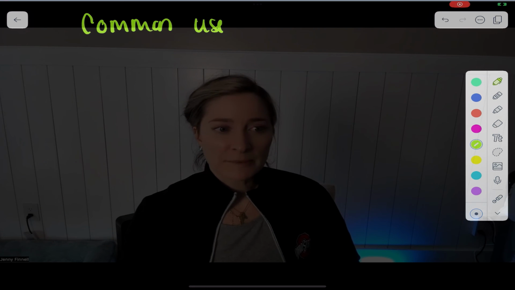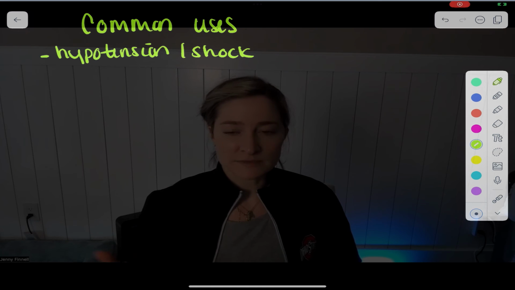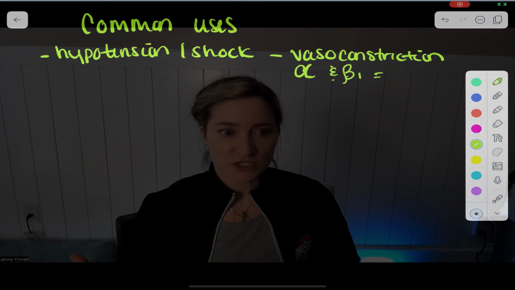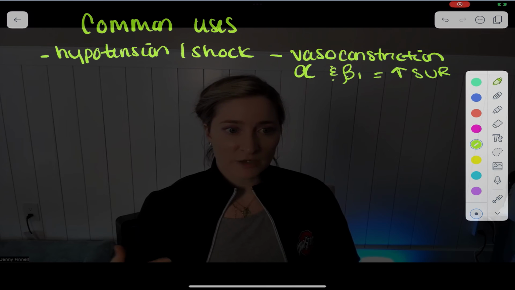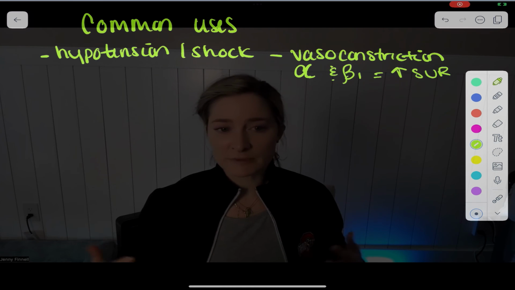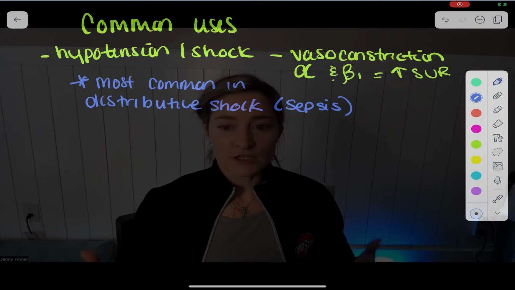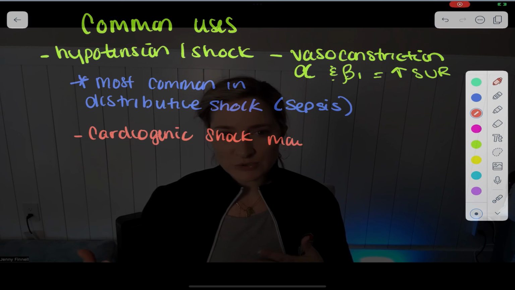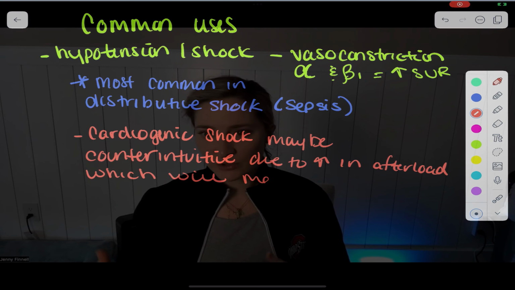All right, so some common uses for norepinephrine include hypotension and shock. It's primarily used for the vasoconstriction. Again, it stimulates alpha-1, beta-1. It increases SVR, which increases your blood pressure and MAP. It's most commonly used for distributive shock, which is sepsis. Cardiogenic shock may be counterintuitive because, due to the increase in afterload, it'll make the heart failure worse.